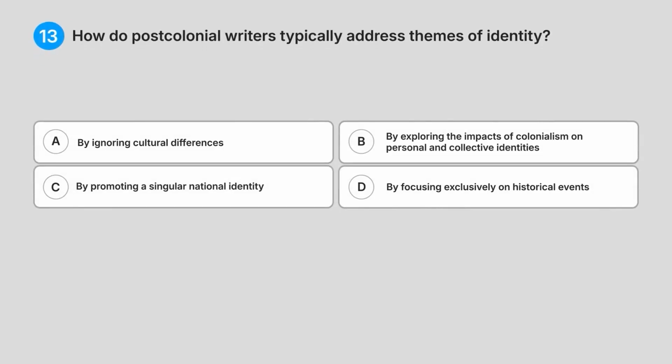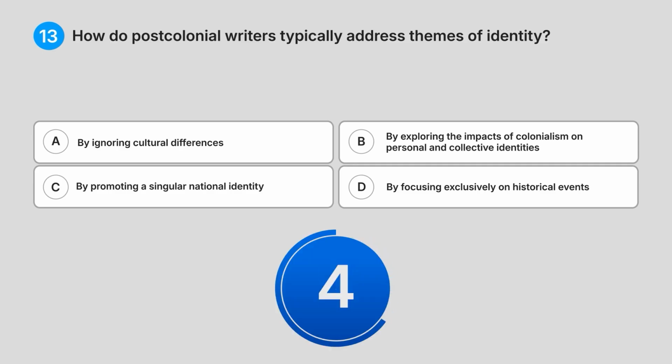13. How do post-colonial writers typically address themes of identity? A. By ignoring cultural differences. B. By exploring the impacts of colonialism on personal and collective identities. C. By promoting a singular national identity. D. By focusing exclusively on historical events. What do you think is the answer?